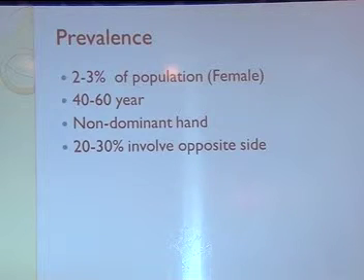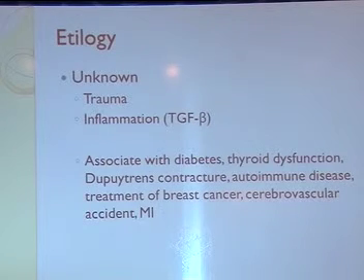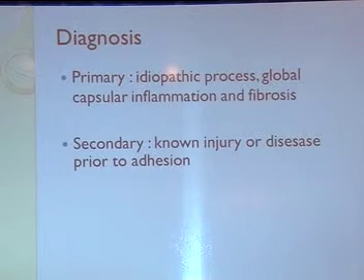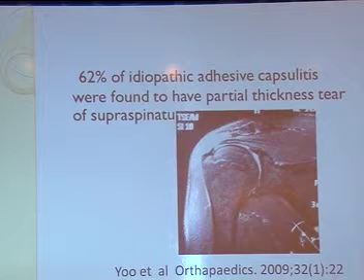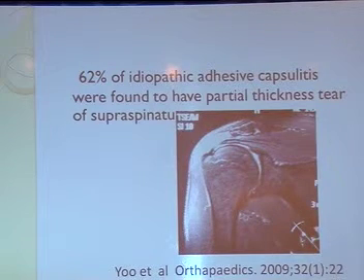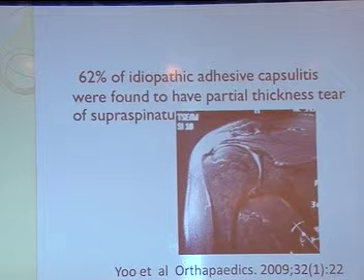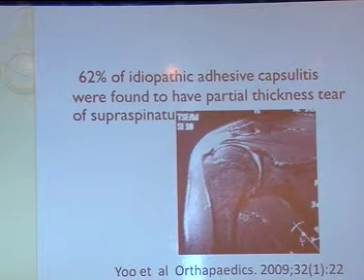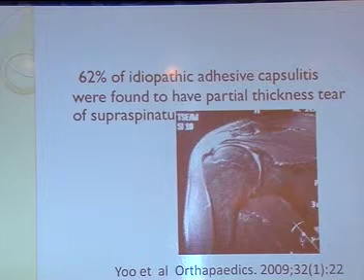Now, prevalence, 2 to 3% of the population, majority females, 40 to 60-year-old, non-dominant hand, they say. Etiology, unknown, but there are a few who are more prone to develop frozen shoulder. So it can be primary, which is idiopathic, or it can be secondary to a known cause. Yu et al. have suggested that 62% of adhesive capsulitis have a partial thickness tear if you do an MRI scan in over 50s, and this is a middle-aged population anyway.